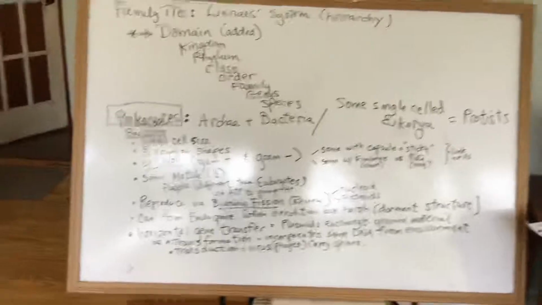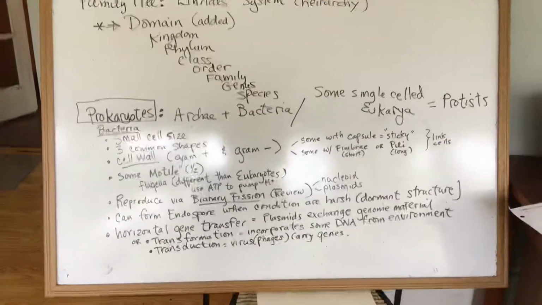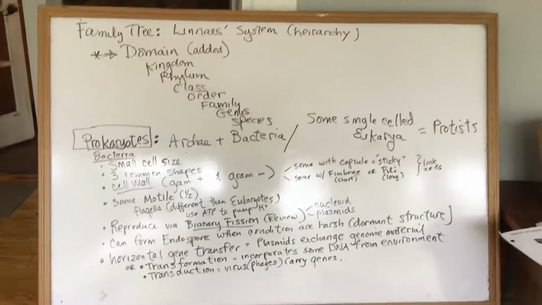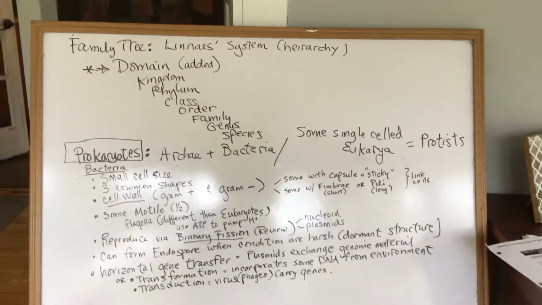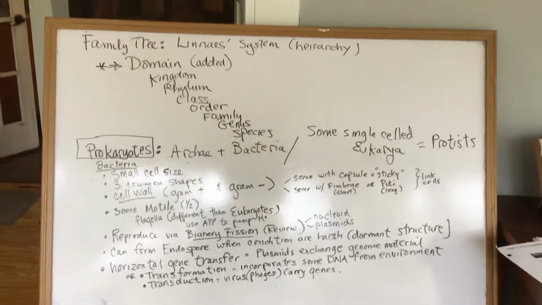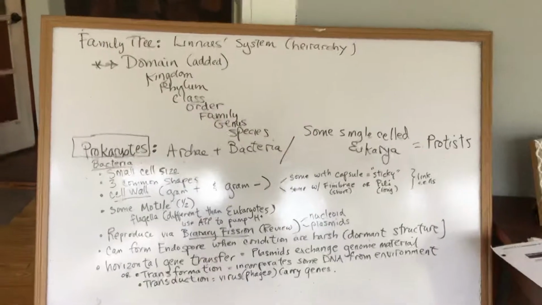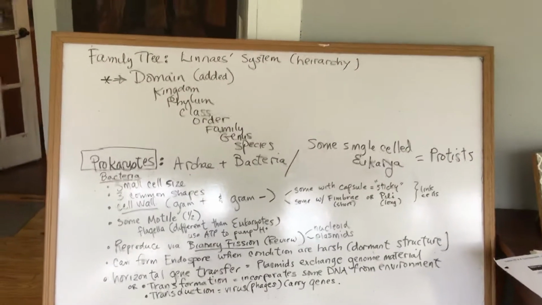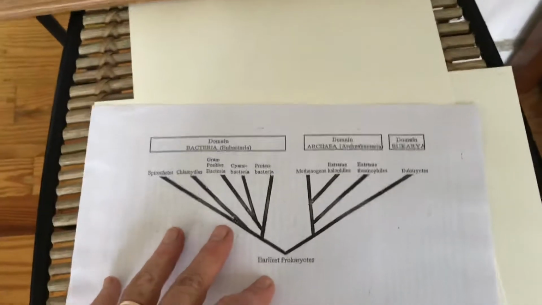Prokaryotes are like the two big domains, that is archaea and bacteria. There are some single-celled eukaryotes as well that we call protists, and we're going to go through those. There's actually many of them, many kingdoms within that group. But first we're going to talk about the bacteria, but I wanted to just show you first how the domains kind of break out.